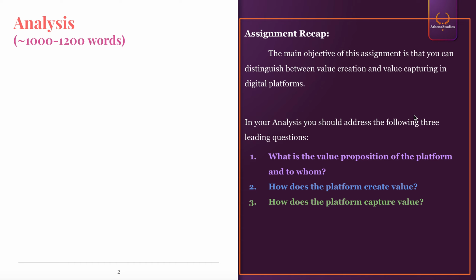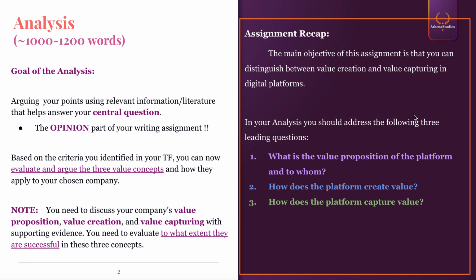In your analysis, these are the three value concepts that you need to address, because these three value concepts are the components of the business model. If they are able to successfully perform these, then probably they are going to be a successful digital platform. So the next thing I want to talk about is just the goal of your analysis.